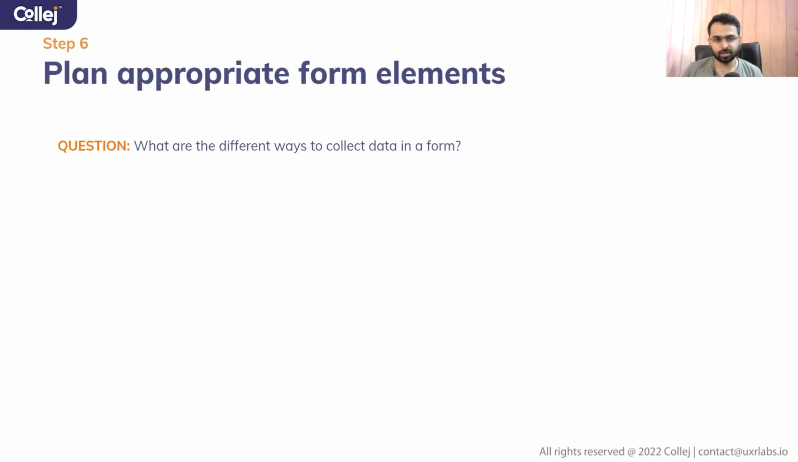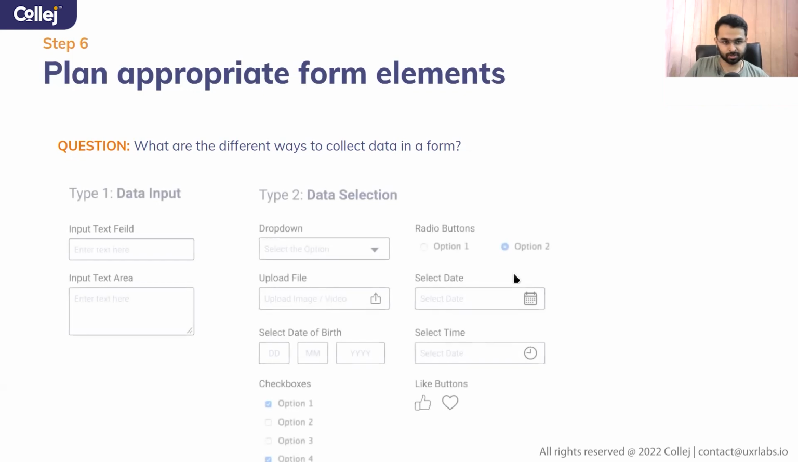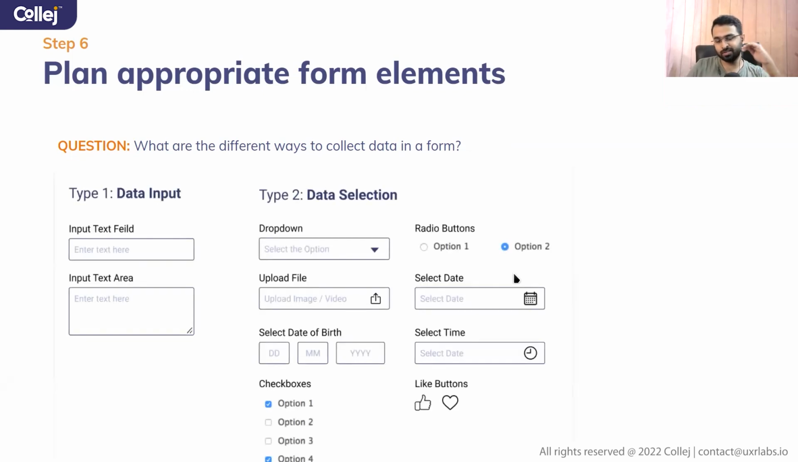The other step is plan appropriate form elements. So what are the different ways to collect data in a form? There are a lot, right? There is a huge spectrum through which you can take the data to make sense out of it. But on a larger level, if you look at the concept, there are two types. Type 1 is you are inputting the data, the other is you are selecting the data, you are making a choice.